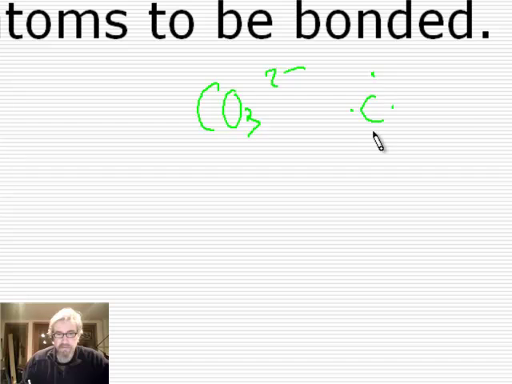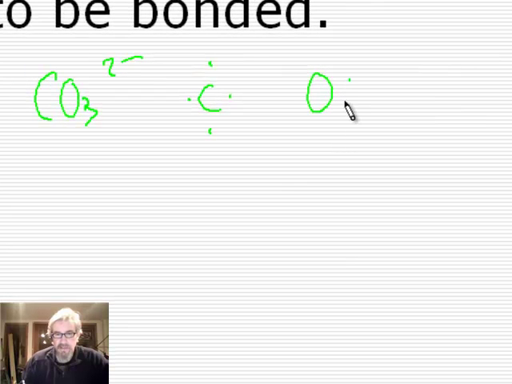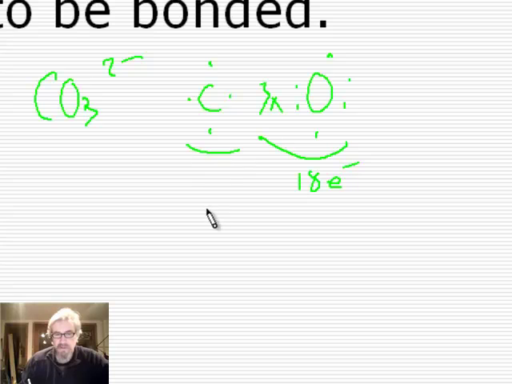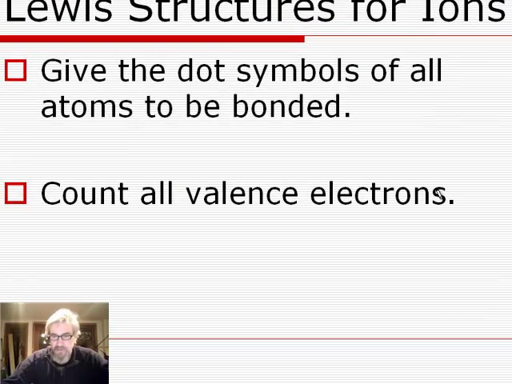Got a carbon in there, 4 dots. Got oxygen in there, oxygen's group 6, that's 6 dots. And there's 3 of them, so this would be a total of 18 electrons, and this would be a total of 4 electrons. So when I added this together, I'd have 22 electrons. So I've counted all my valence electrons and I have 22 electrons.